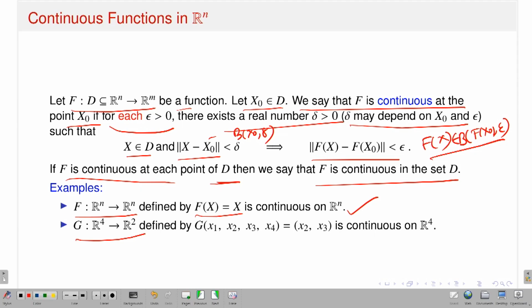Take another function g, which is R2 valued, but the domain is 4-dimensional Euclidean space. If I define g of x1, x2, x3, x4 by x2 comma x3, this is also a continuous function. Again, you can use the definitions, using the properties of the norm in R2 and R4, and you will be able to conclude that this is a very nice function and it is continuous.